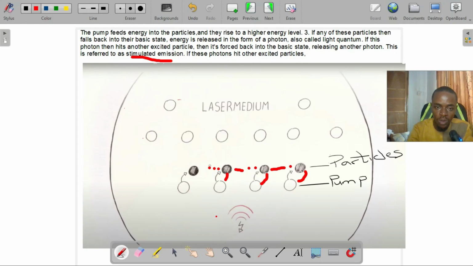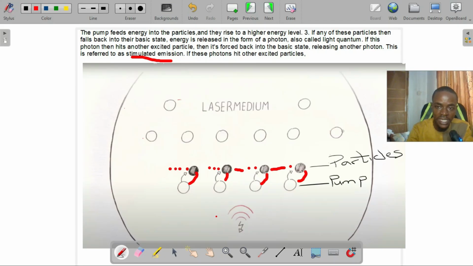And that is how this thing goes on. So for this one again, now these photons also join these photons, add up to these particles in an excited state. Okay, and then once it comes back, other photons are now released. So this is how it continues to increase.